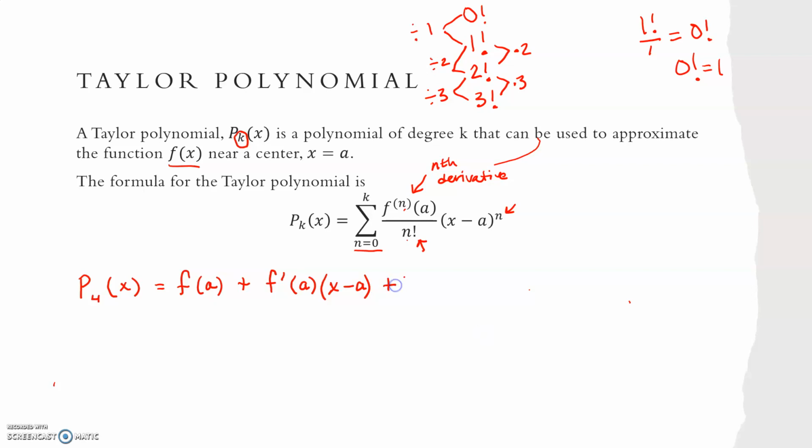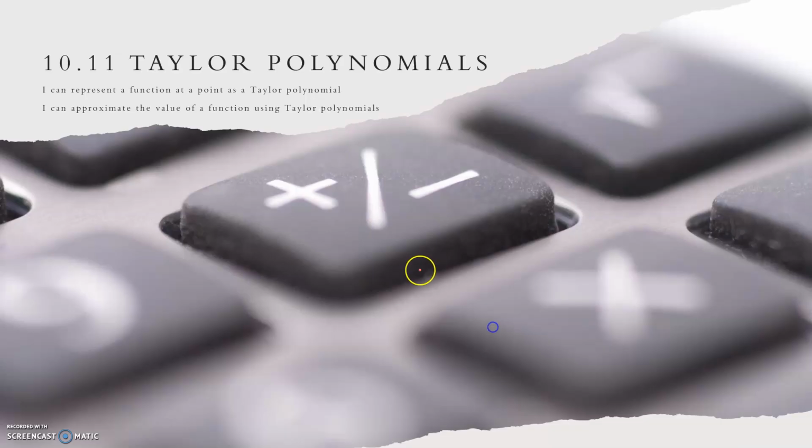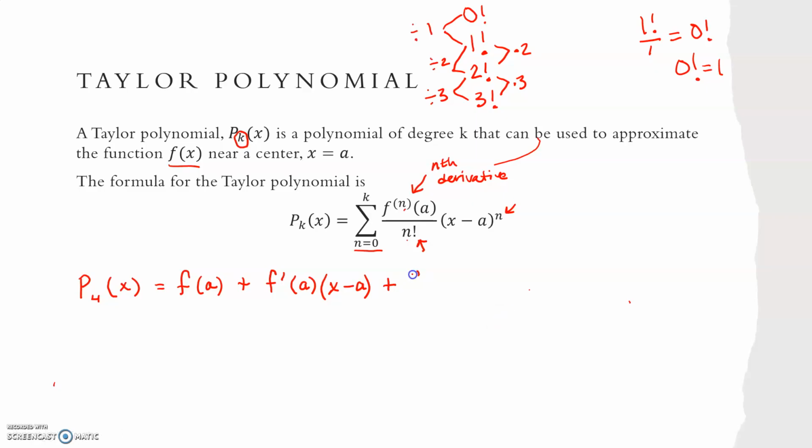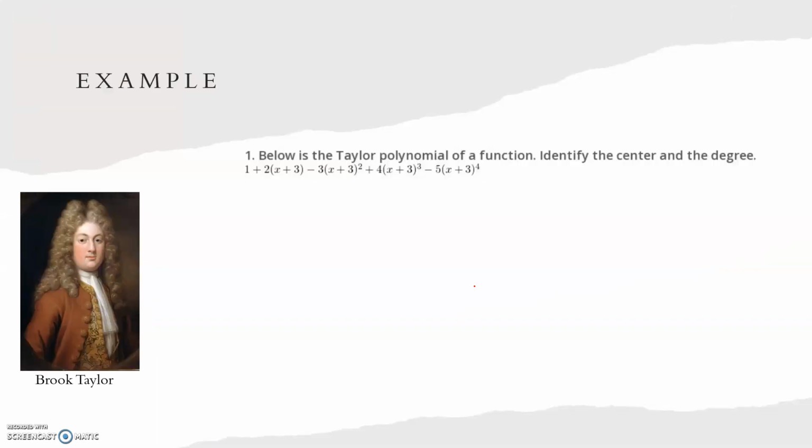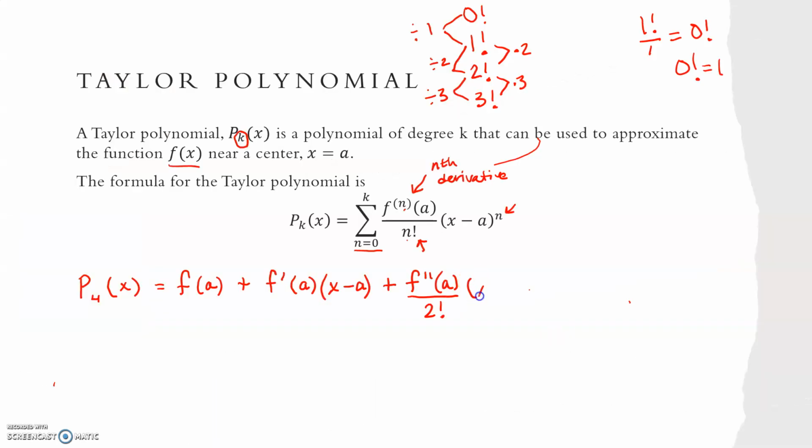Our next term would be the next derivative. So we're going to take the second derivative, evaluate it at a, and this time we're going to divide by 2 factorial, which is just 2. And then we'd have x minus a squared. I want to go out to the 4th exponent, so I'm only on 2, so I'm going to have to do the third derivative, evaluated at a, divided by 3 factorial, which is 6, and then x minus a to the 3rd power.